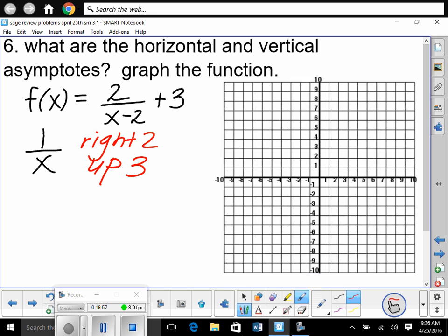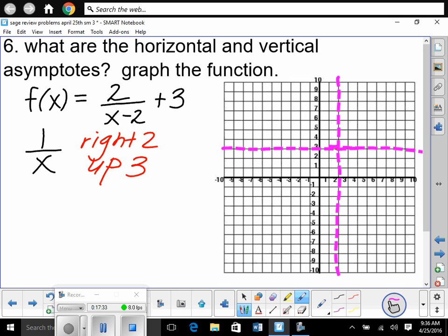Now this is the only type of function that has 2 asymptotes. Okay, an exponential has 1 asymptote, but rationals have 2. They'll have an asymptote at the right 2 and the up 3. So I'm going to go here. Right 2, up 3, put a dot. So there is an asymptote at x equals 2, and that wasn't a very straight line. That was an awful line. And y equals 3.